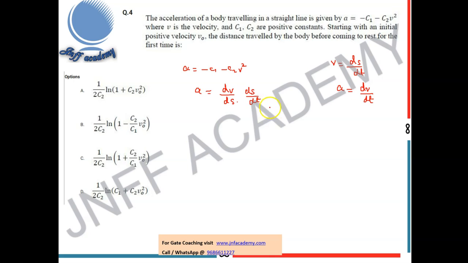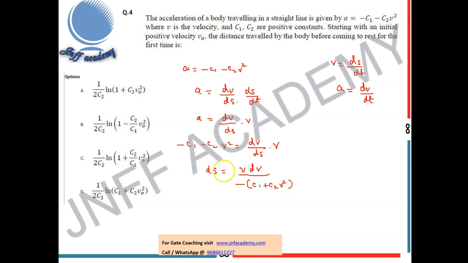This is the concept of total derivative. Therefore a is equal to dv by ds into v. Now what is a? You substitute here: -c1 - c2v² equals dv by ds into v. Now integrate both the sides, you can get the solution. Here you should use the variable separable method. You can separately take the s variable one side, that is ds equal to v dv by minus of c1 plus c2 v square.